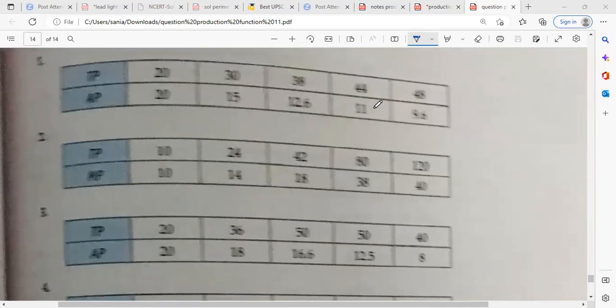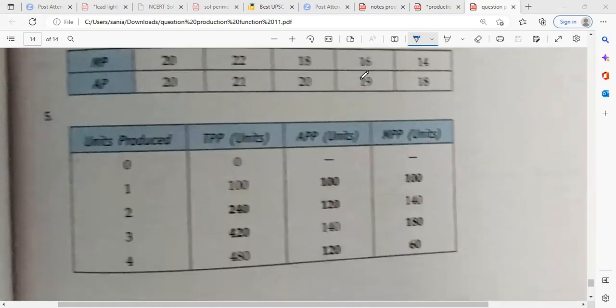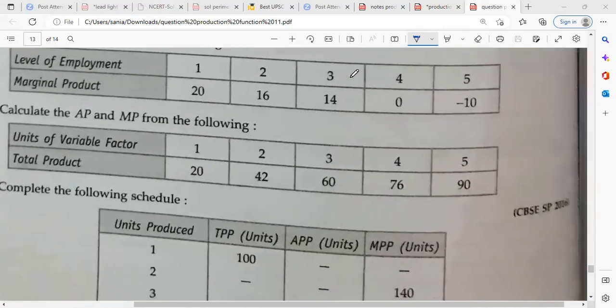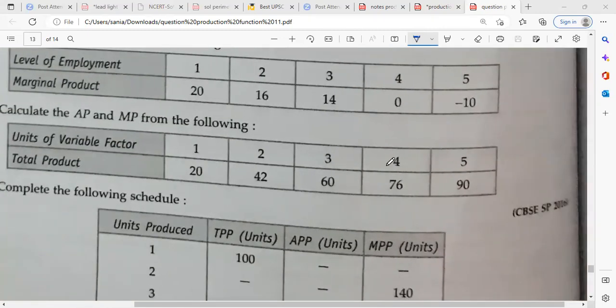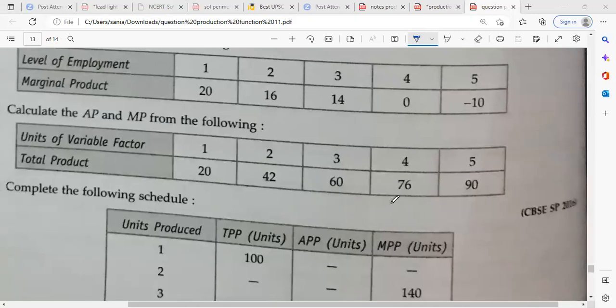Ma'am, could you explain how come you got 18 here? Okay. So what do you have in the fourth question? You have to find AP or MP? MP. Okay. So what is MP basically? MP is equal to change of TP by change of variable. So if you are doing change of TP, what is change of TP? 76 minus 60, so it is 16. And what is the change of this?